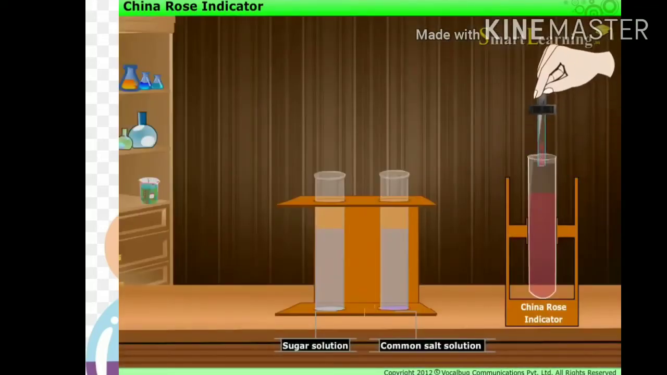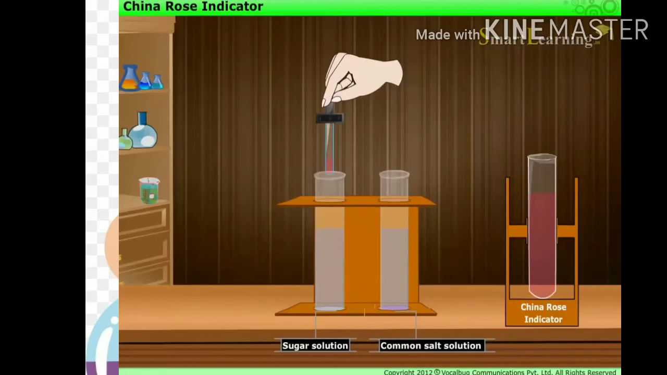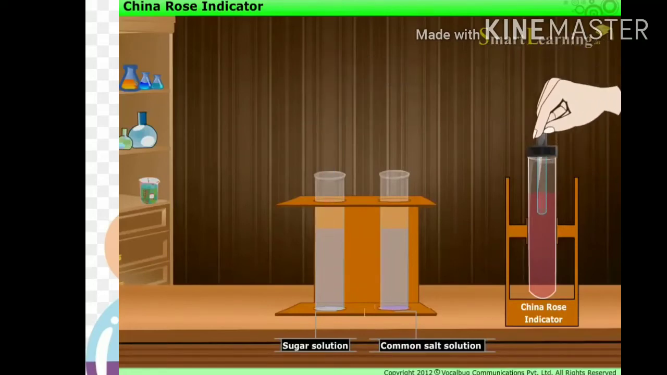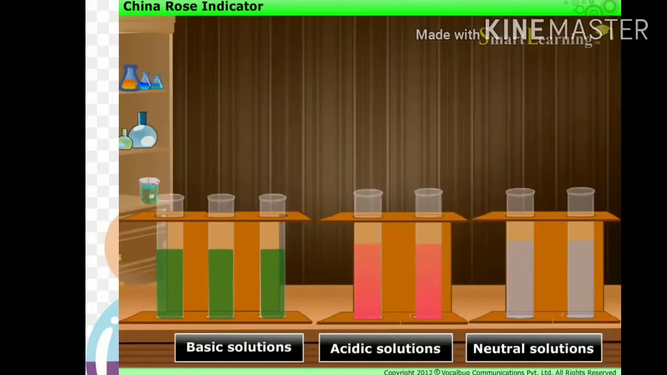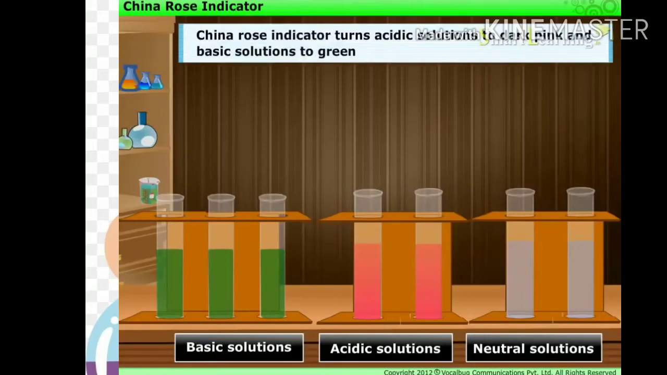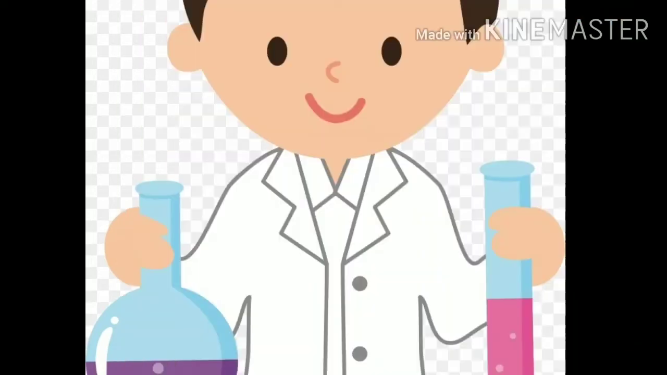On adding 5 drops of this indicator in neutral solutions, that is, sugar and common salt, we find that the color of the solution does not change. From the above activity, we can conclude that China rose indicator turns acidic solutions to dark pink and basic solutions to green, whereas no color change is seen in neutral solutions.